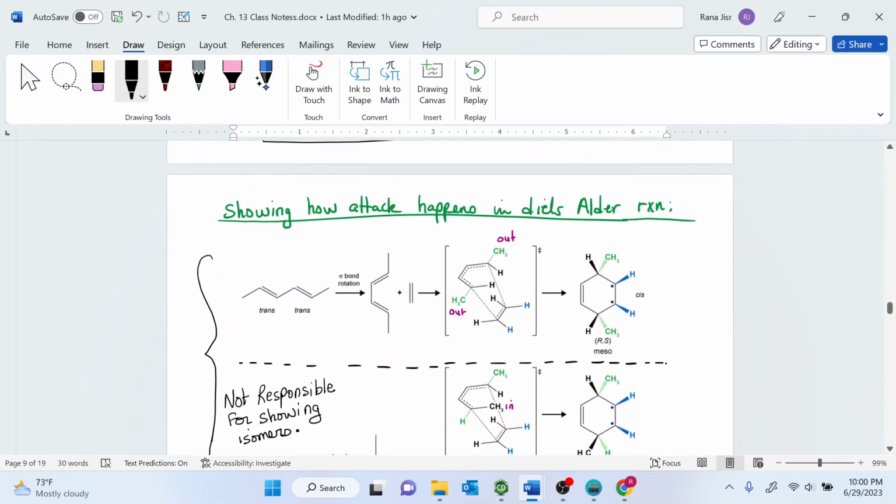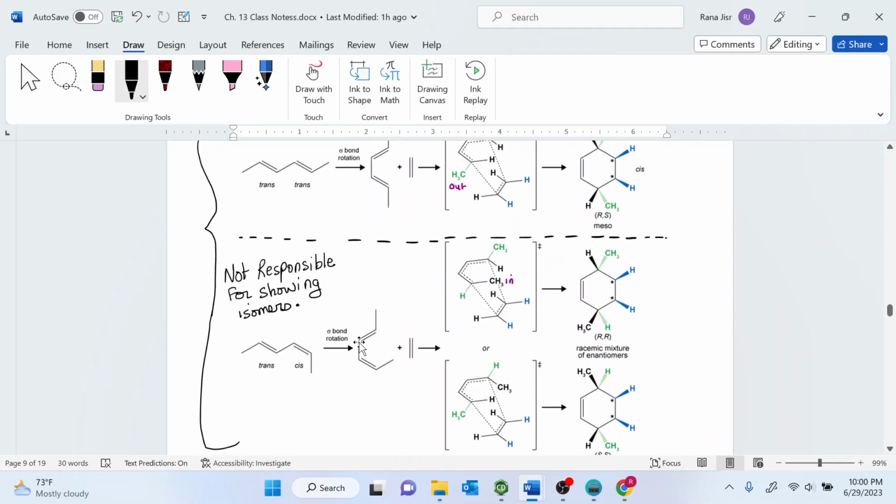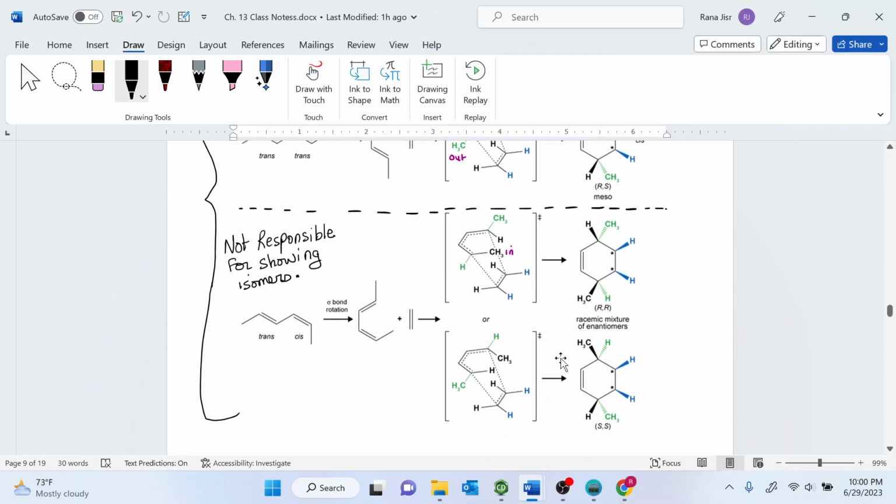You are not going to be responsible to show isomers, because when the diene approaches the dienophile, it can either approach the dienophile this way, or it can do the rotation and approach it this way. So you're going to end up getting a pair of enantiomers. So you can show either one of these products. You don't have to show both of them.